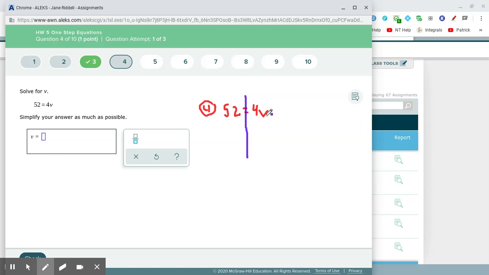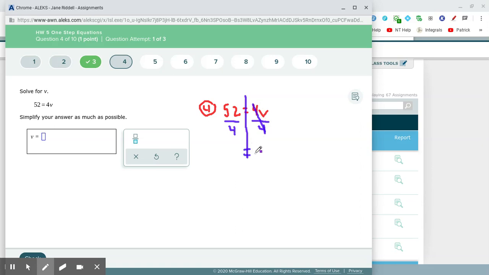So now I need to think of what operation am I doing to that variable. Well, I have 4 and then a v with it. No sign whatsoever, so that means it's implied multiplication. So 4 times this number gives me 52. So I want to undo this. So I need to do the operation that undoes multiplication, which is division. So instead of multiplying by 4, I'm going to divide by 4. And if on my right-hand side I divide by 4, on my left-hand side I also have to divide by 4. So multiplying by 4 and dividing by 4 cancels out.